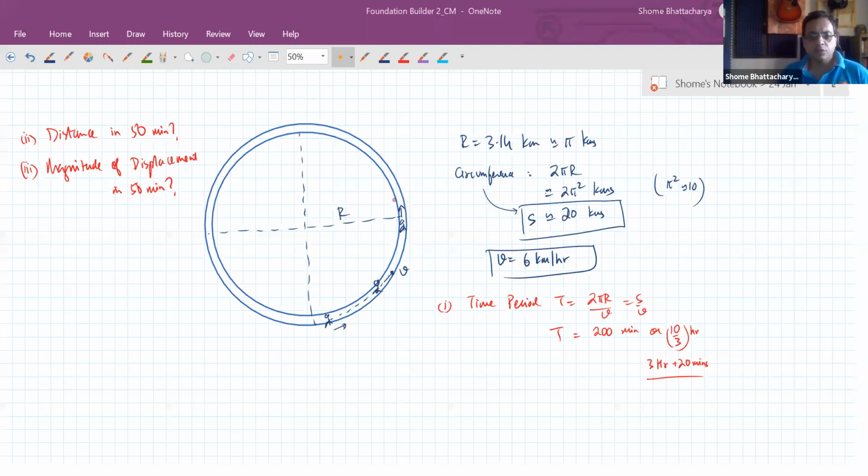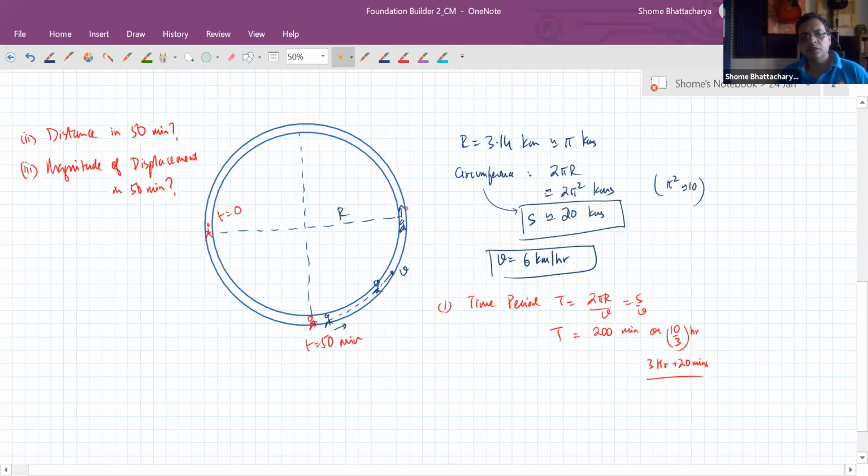So what we can see here is that suppose the jogger started from here, suppose at some time 0. Then they would reach somewhere here at 50 minutes, here at 100 minutes, then again here at 150 minutes and back here at 200 minutes. So from here to here, the distance traveled, you can see the second part's answer, will be 1/4 of the circumference or approximately 50 meters. That's correct. But what about the magnitude of the displacement in 50 minutes?